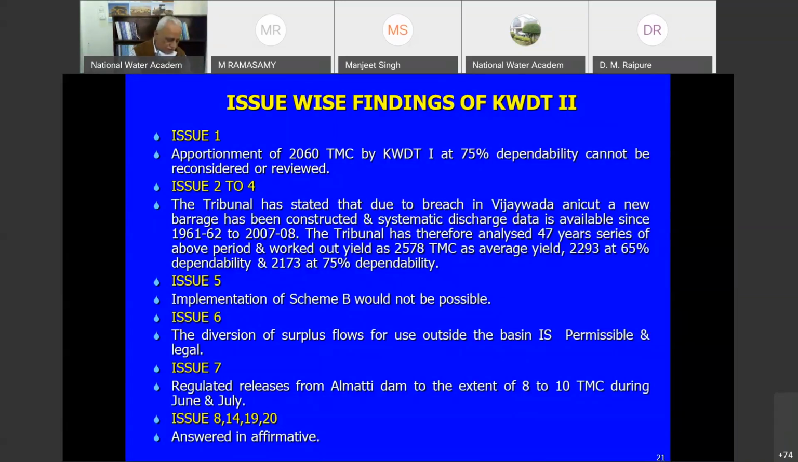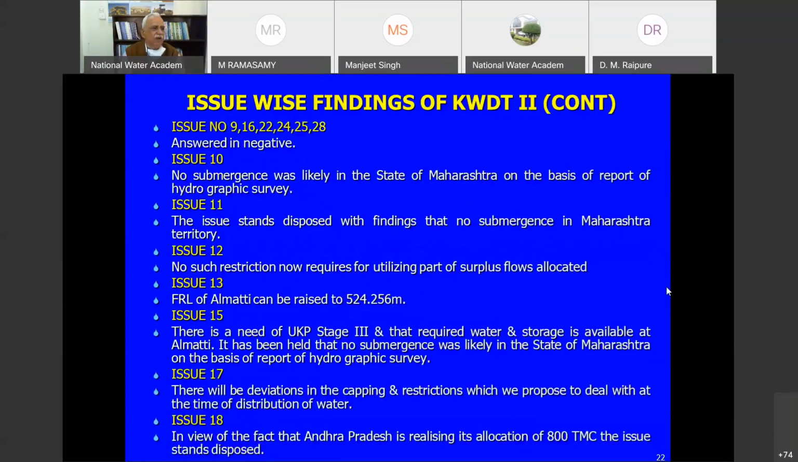Andhra Pradesh has advocated, from its affidavit, that the utilization should be restricted to 18 TMC from a sustainable utilization point of view, which is the lowest value even considering the 75% dependable flows apportioned by KWDT 1.